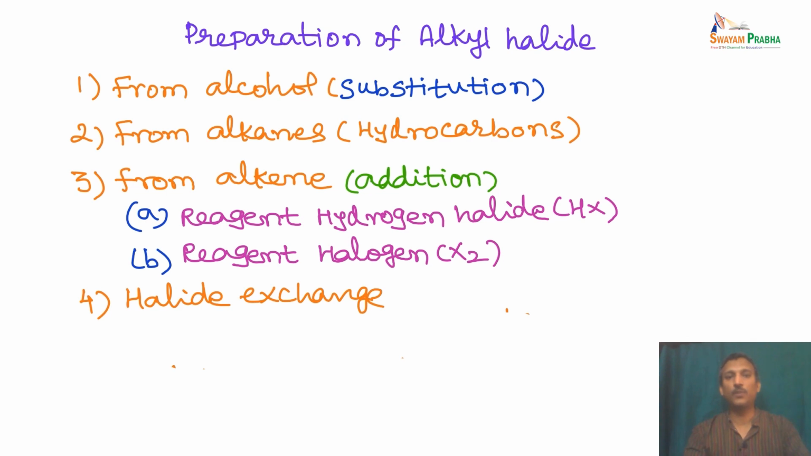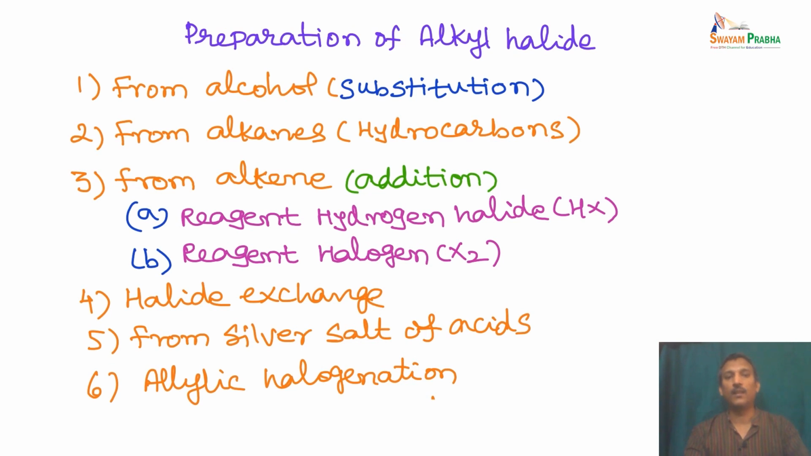Afterwards, we will study about the halide exchange reaction, that is, chlorides or bromides can be exchanged with iodide. This kind of reaction, the name reaction is Finkelstein reaction. We will study about this reaction also. The next one is the Hunsdiecker reaction, where the silver salts of carboxylic acids can be converted to alkyl halides. Then allylic halogenation is the next reaction we will be studying.